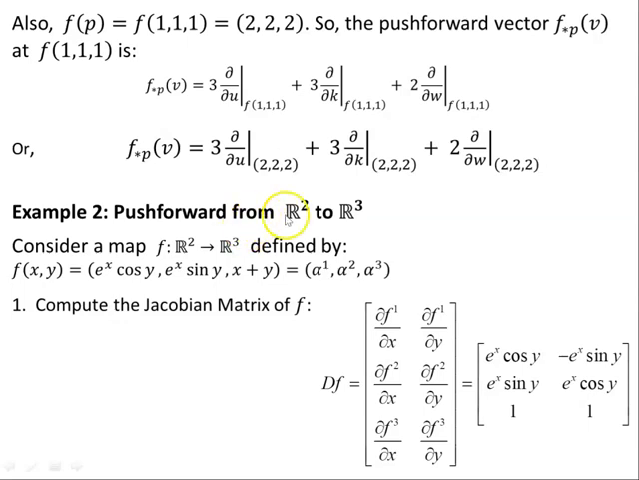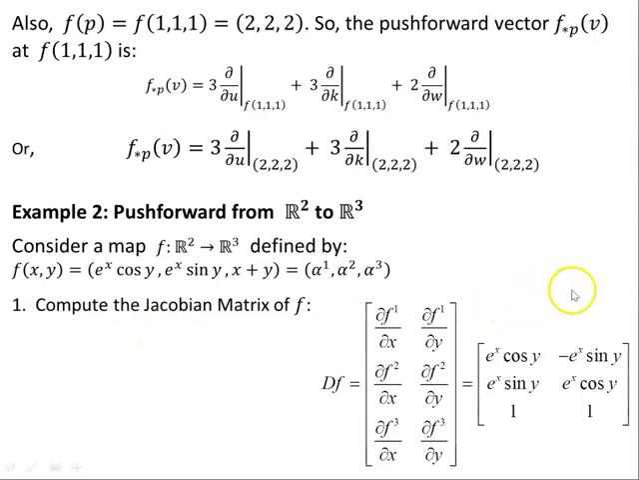Next one, example 2, push forward from R2 to R3. Remember, the manifolds don't have to have the same dimension. So consider a map f from R2 to R3 defined by f(x, y) = (e^x cos y, e^x sin y, x + y). That's F1, F2, F3, and we can call them alpha 1, alpha 2, alpha 3, just as we did up here, because that makes our life easier. It just looks nicer instead of having F1 here, F2 here, F3 there.